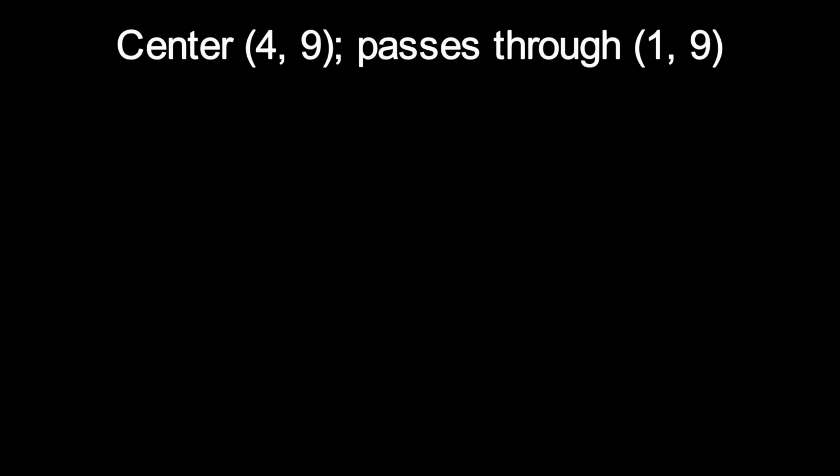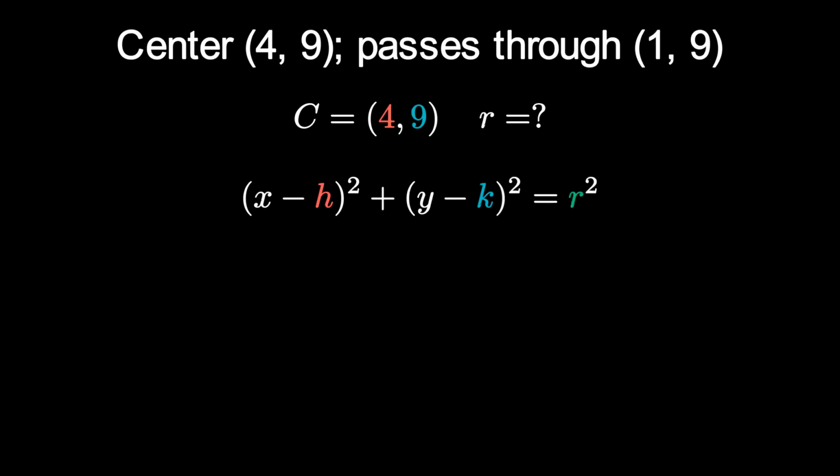Alright guys, so for our third example, we're given that the center of this circle is at (4, 9). And we're also given that one of the points the circle passes through is (1, 9). So luckily for us, we're given one of the details that we need for this circle, which is the center. But remember, in order to construct the standard form equation of a circle, we need both the center and radius. So in this case, all we need to do is find what the radius is, and then we can form the equation.